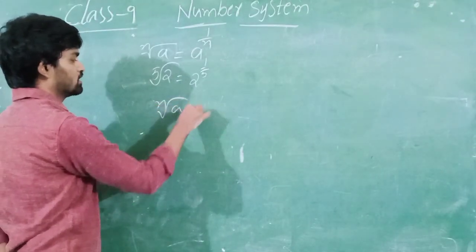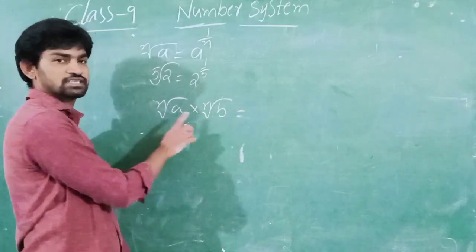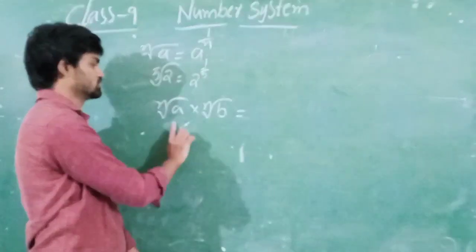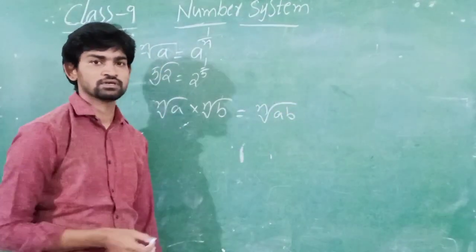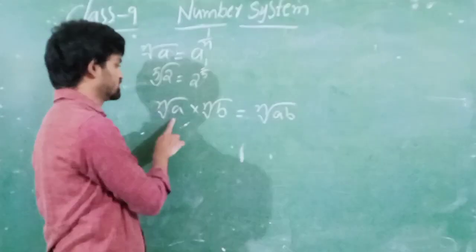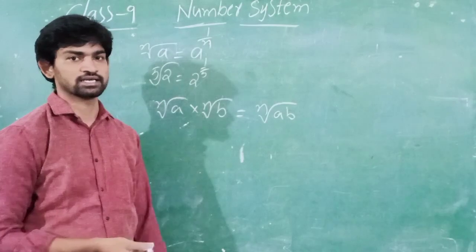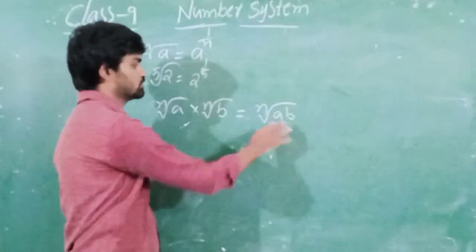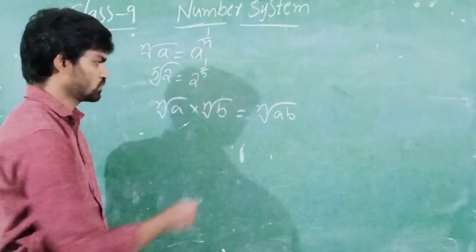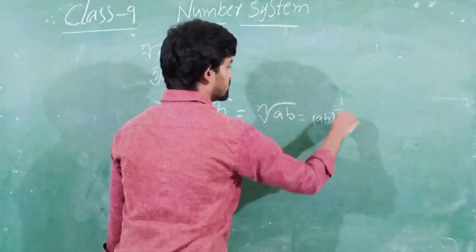Nth root of A into nth root of B. See here the order is the same, n, but these terms are different. So you can directly write nth root of AB. This n is called the order, and A and B are called radicands. This nth root of A is called a radical. Nth root of A into B you can directly write, which is again AB whole power 1 by n.